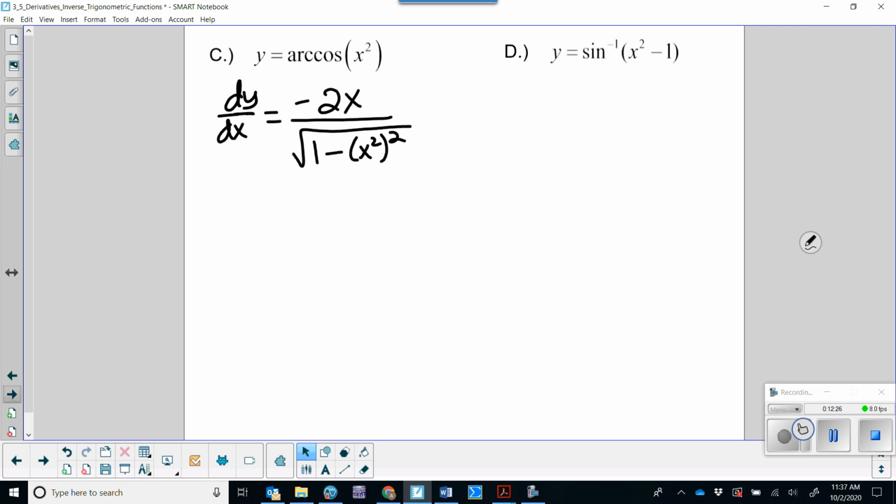Or you can multiply the bottom underneath and write 1 minus x to the 4th. But we can't simplify anything else, so don't think that you can. Like, you can't square root anything. So the only other thing really reasonable is to write 1 minus x to the 4th underneath the radical. But do not think that you can square root the x to the 4th separately. This is subtraction, so we can't do anything else with that unless you had a perfect square underneath.